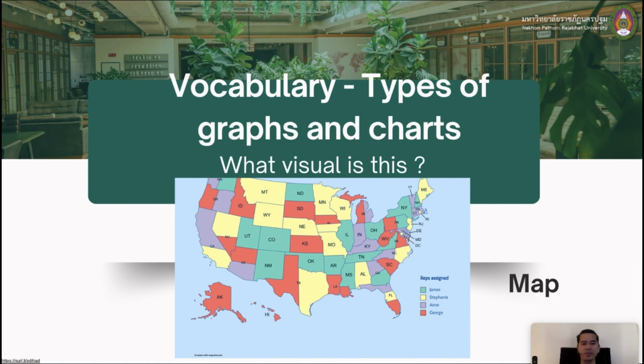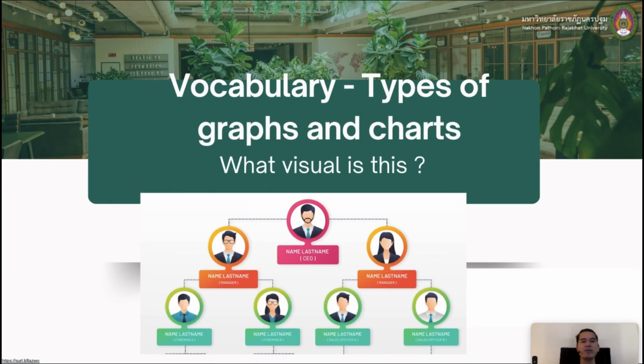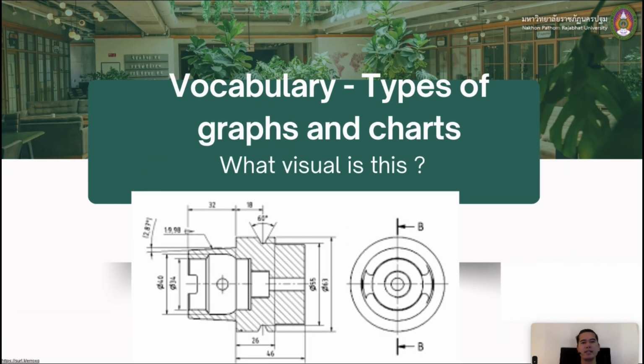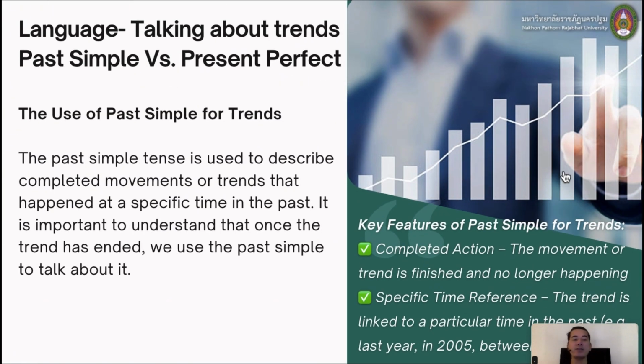It's the map. So we use this one a lot, especially in the history classes. All right, so let's move. And this one is what you call the organizational chart. And this one is the flow chart. And technical drawing. Engineers are using this one. Drafting, this kind of people are doing this one. And constructions.